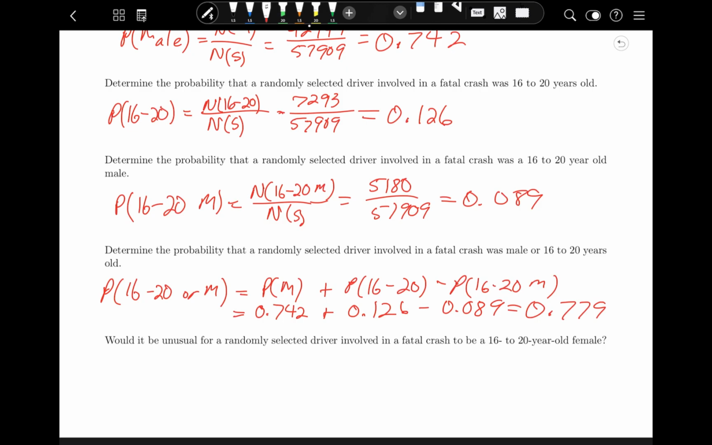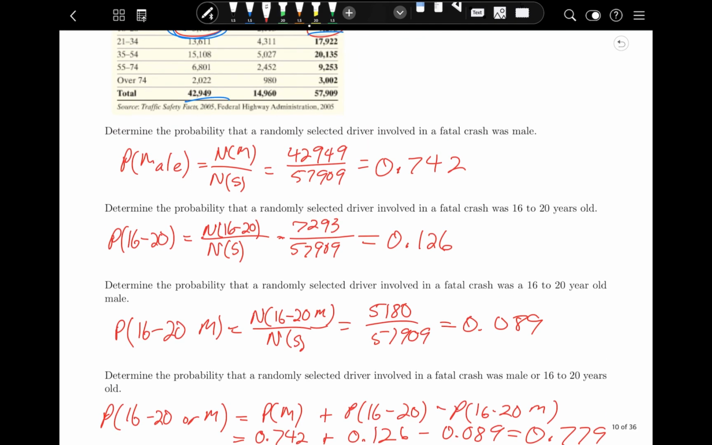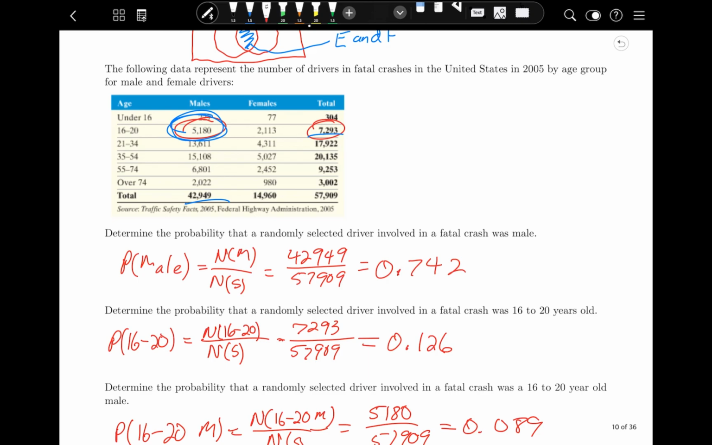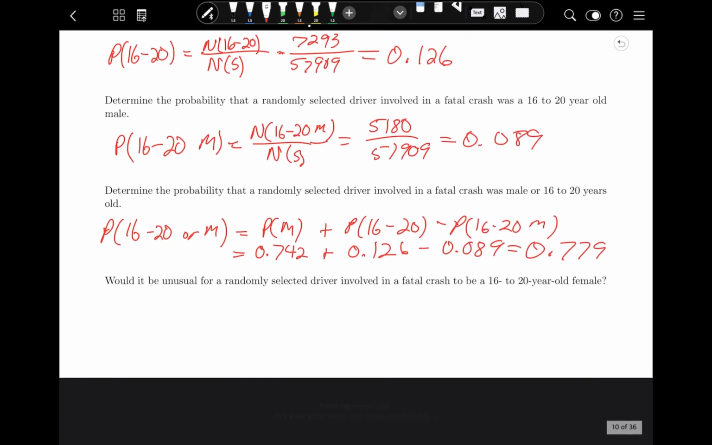Now, I didn't necessarily have to do it that way. I could instead, and I'll write this up here at the top, have done 42,949 plus 7,293 minus 5,180 divided by 57,909. Because they all have the same denominator, you could add and then subtract the quantities and then do the division rather than finding the probabilities and then adding and subtracting. Either of those work. They give exactly the same answer, but those are two different ways to look at it.